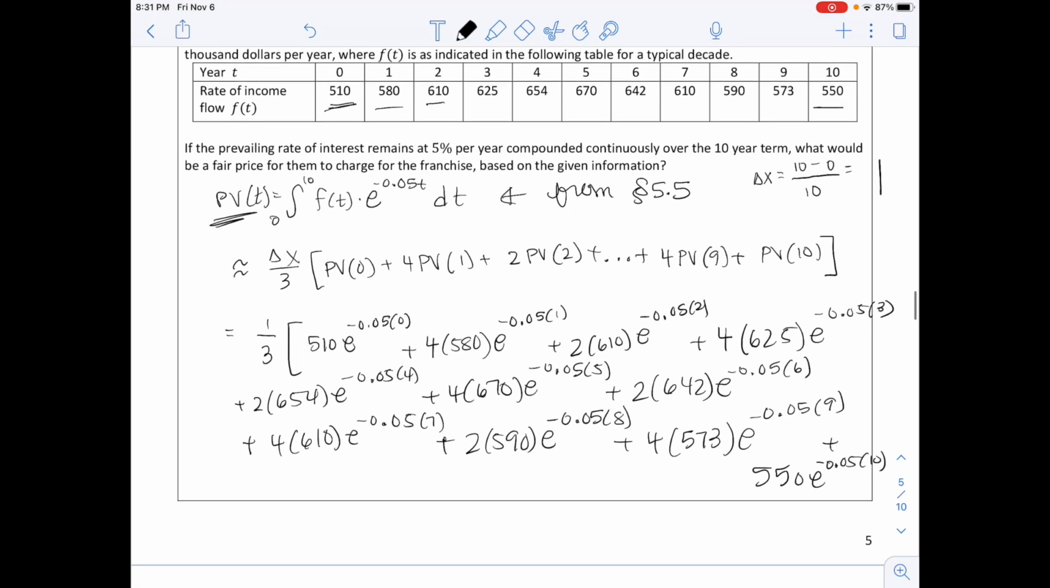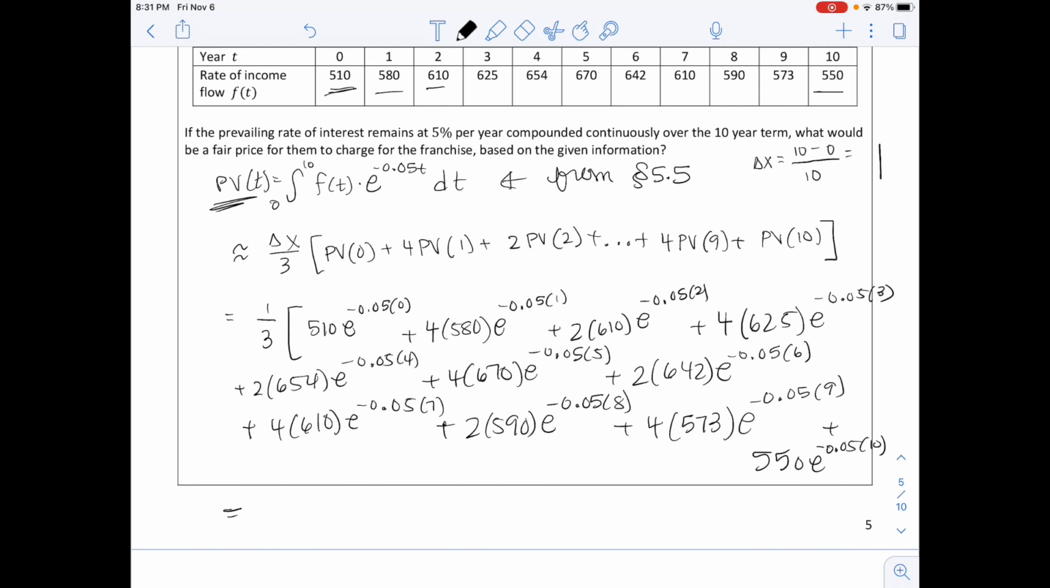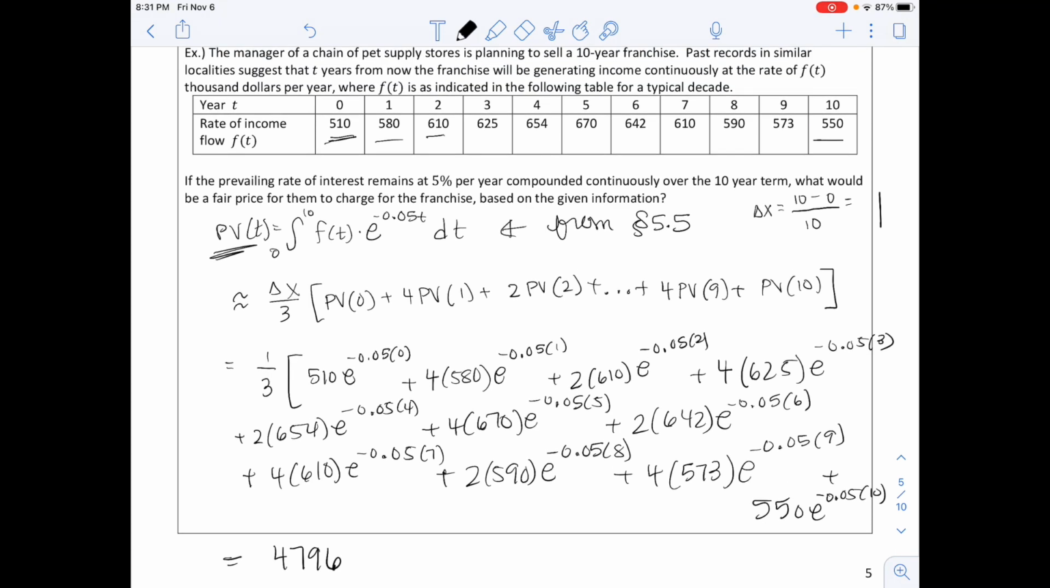So this is very tedious and definitely takes some time. From here, I would substitute this all into my calculator, and when you do, you arrive at 4,796, and the amount that we are measuring this in is going to be in thousands of dollars. So you can say that the income stream over the 10 years is about, and I'll just go ahead and rewrite this as $4,796,000, which is equivalent to $4.796 million.